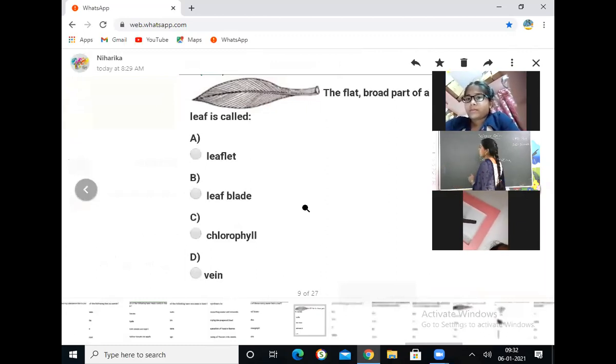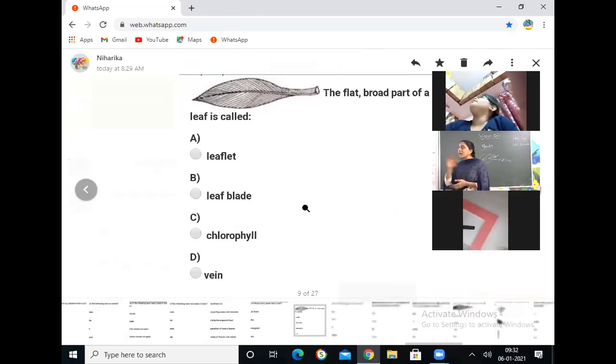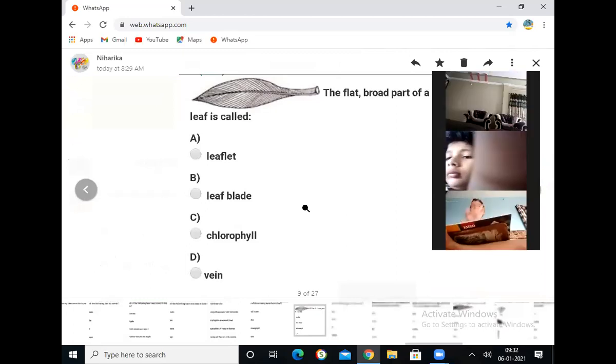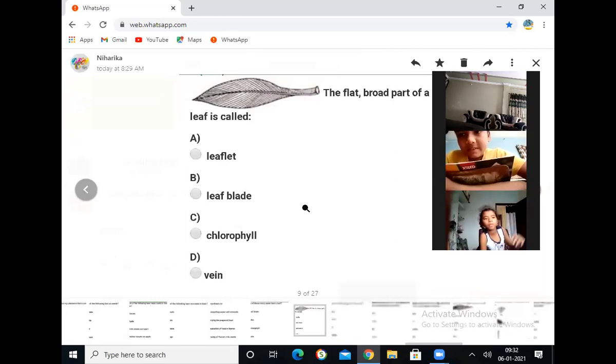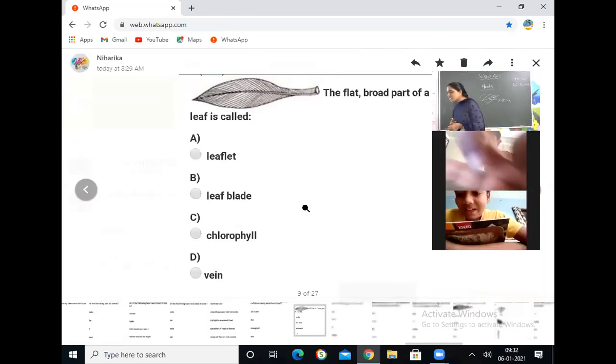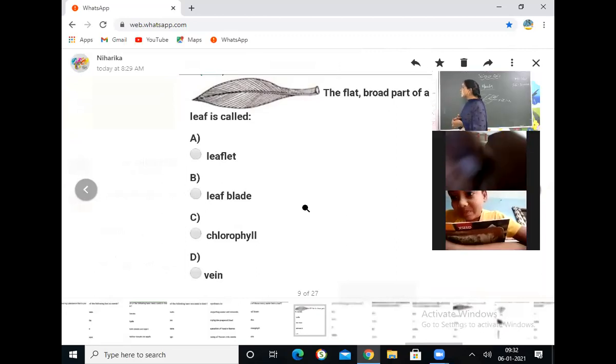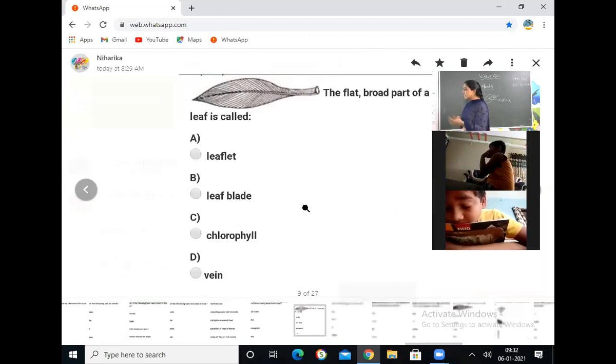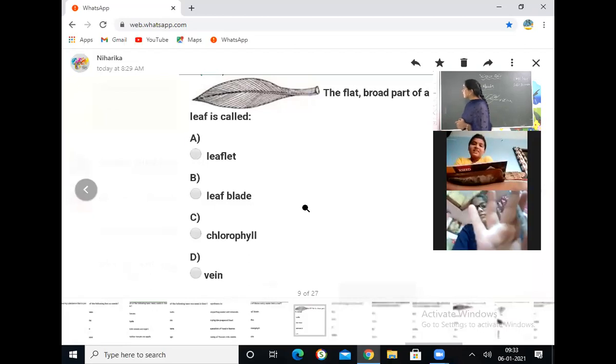The flat part, what do we call it? Flat part of a leaf. Already you have written this answer. Yes, Vavish, unmute. Leaf blade. Leaf blade is the structure in the flat part of the leaf. Right, fine.